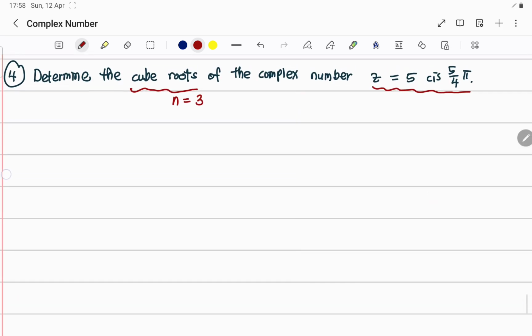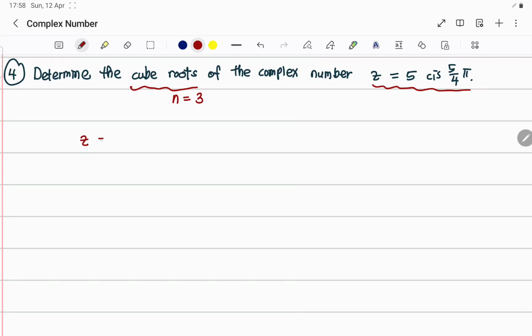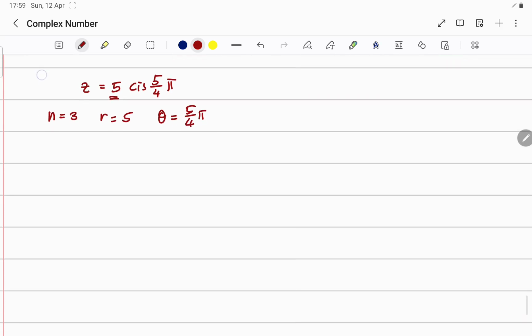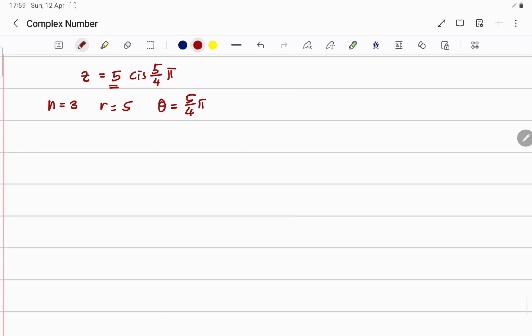Okay, so from z here, we have z is equal to 5 cis 5 over 4 pi. And then since we know already that our n is equal to 3, our r is equal to 5, our theta is equal to 5 over 4 pi. Okay, and then the next step is we substitute into the De Moivre theorem, which is we have zk is equal to z to the power of 1 over n, which is equal to r to the power of 1 over n cis theta plus 2 pi k divided by n.